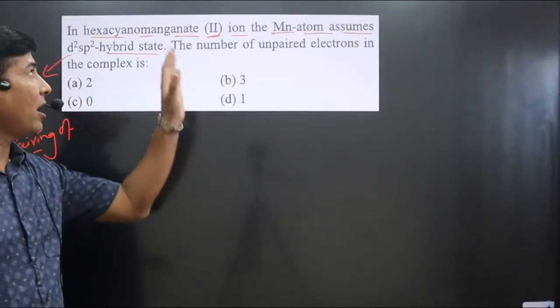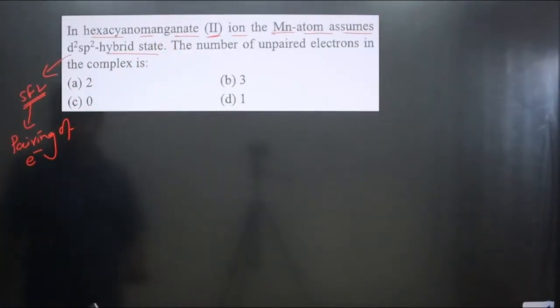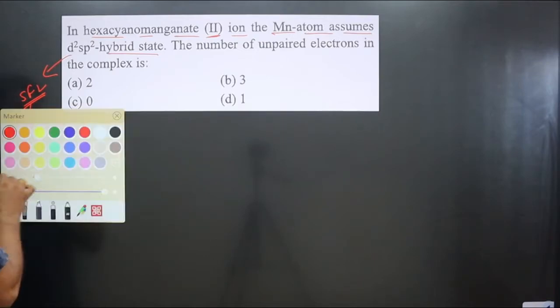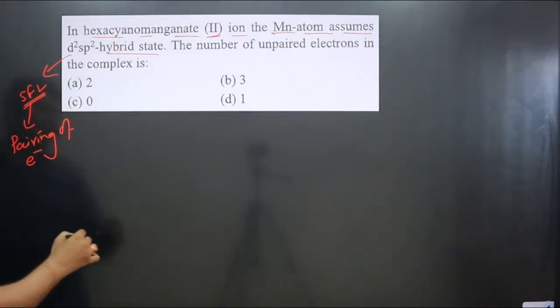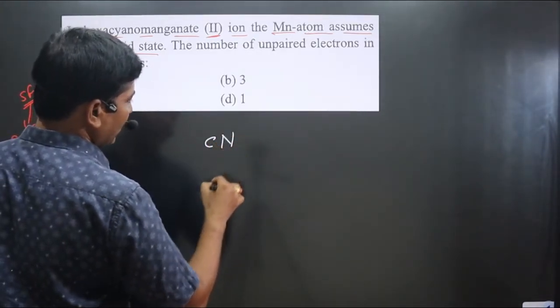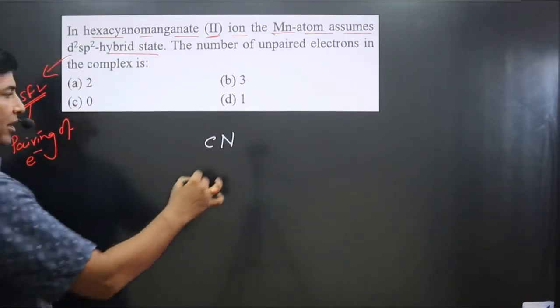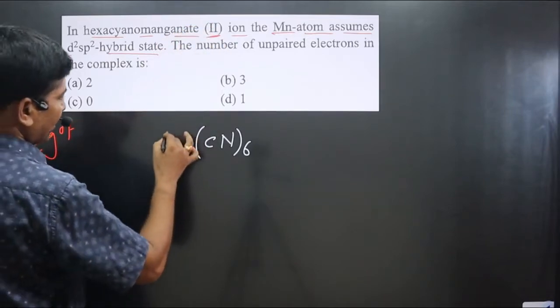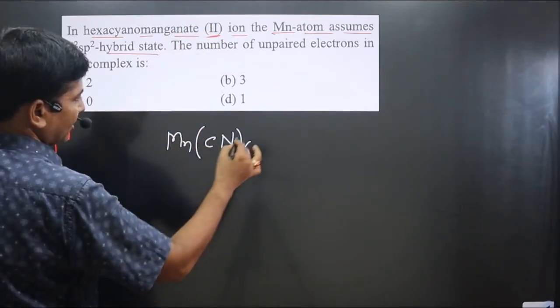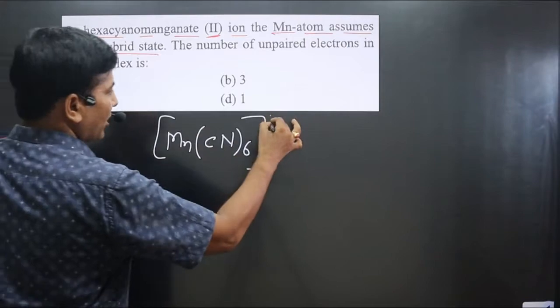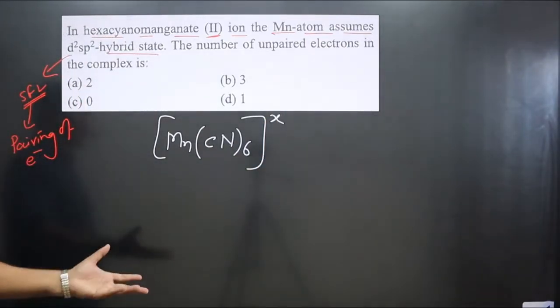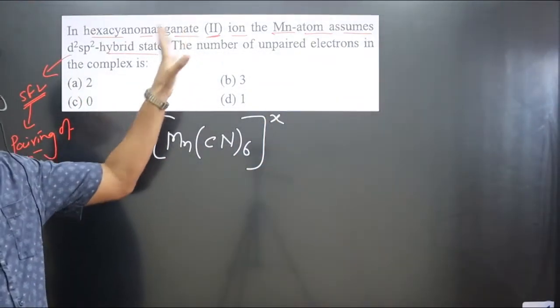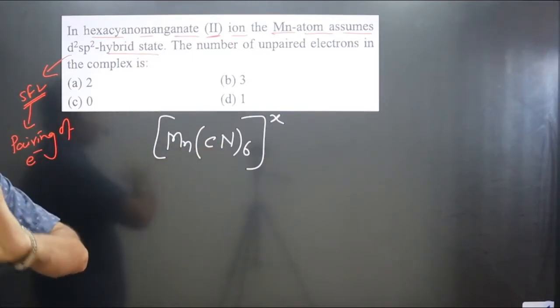Okay. So first of all, we write down the chemical formula of the complex. Pay attention carefully. How many ligands do we have? Hexacyano means we have a cyano group, a unidentate negative ligand, six of them. And then we have manganese, and the overall charge we do not know. So we can calculate, because the manganese oxidation number is +2, and CN is present in -1 oxidation number.